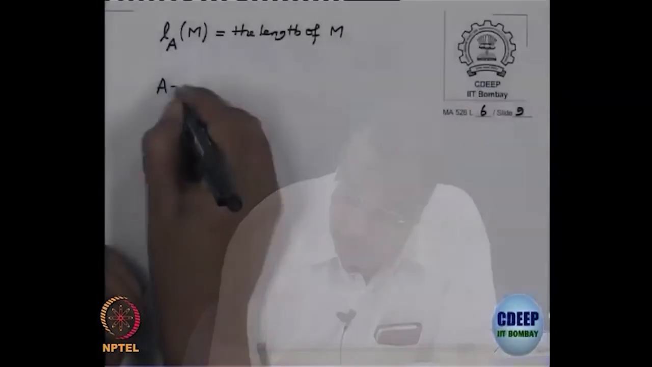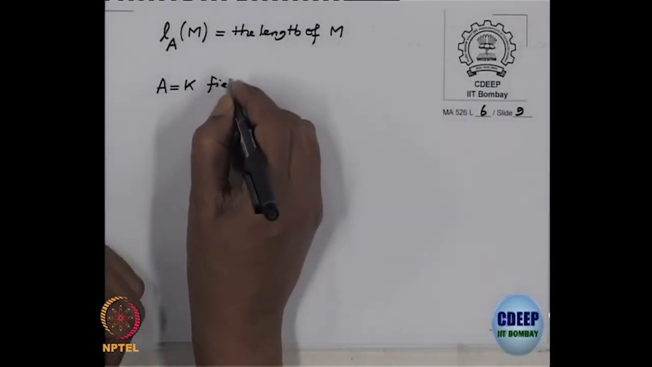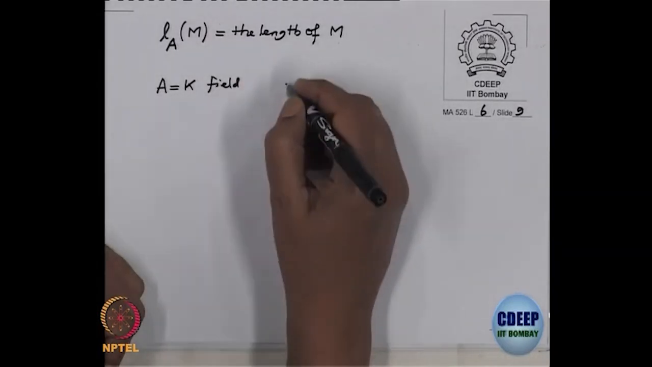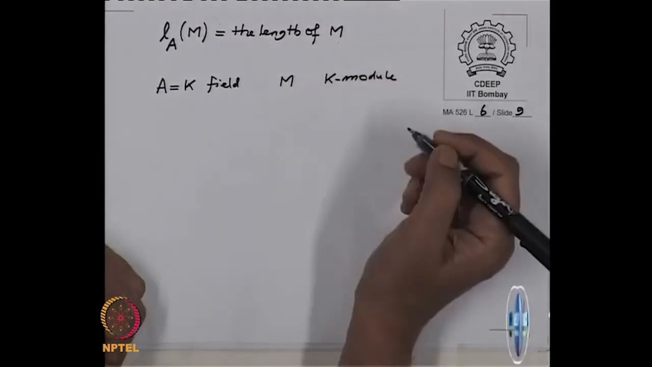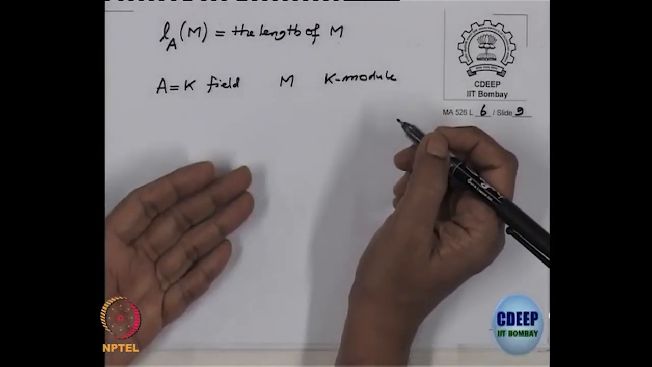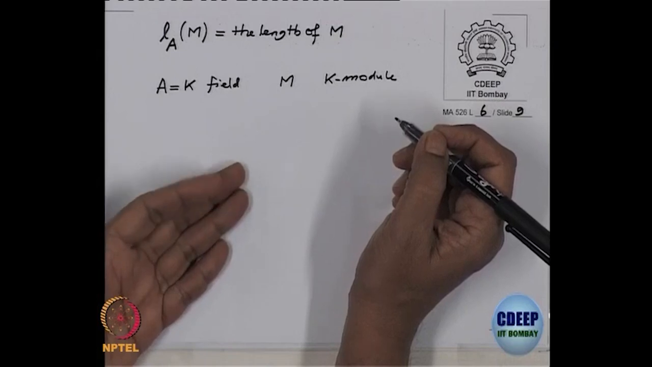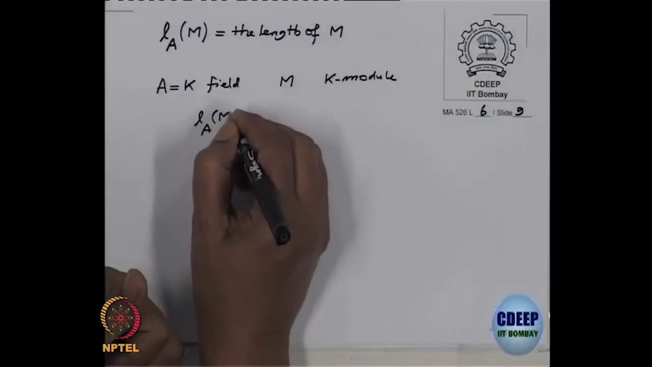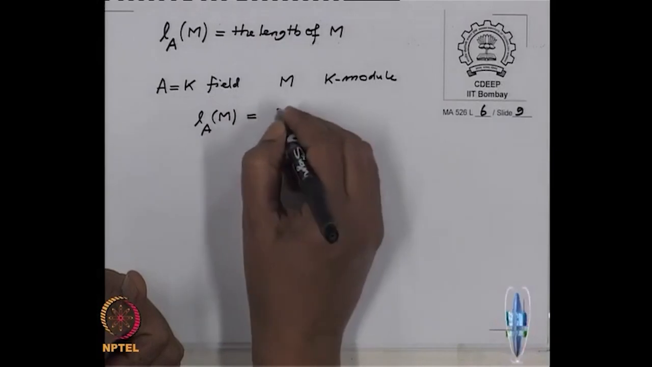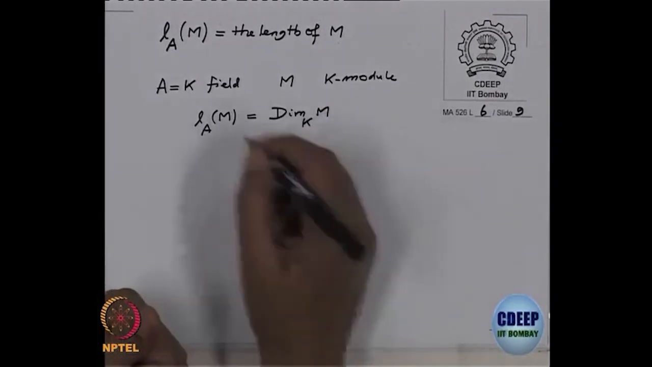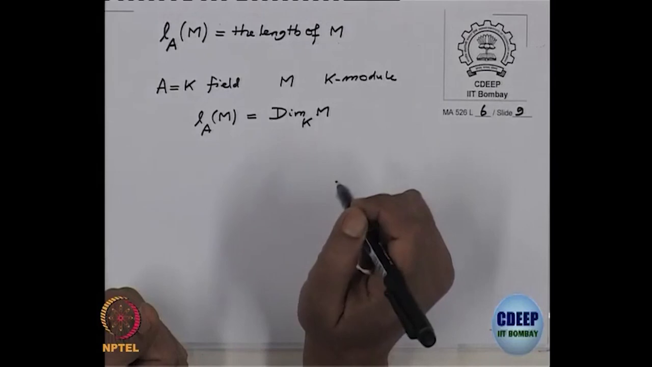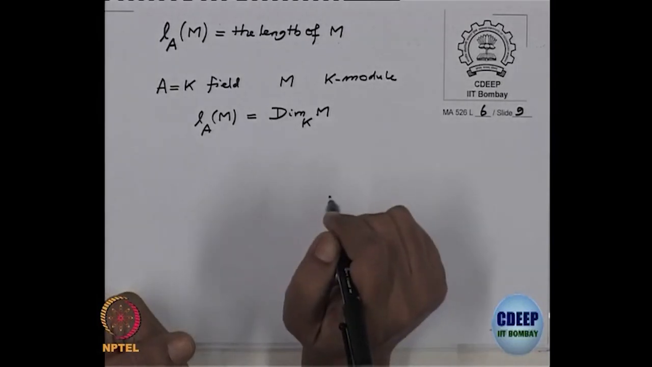So in particular, suppose your base ring is a field, then the module M means now a K vector space. When will it satisfy ACC and when will it satisfy DCC? When it is finite dimensional. So the length of M in that case is nothing but the dimension of the vector space M. So this makes sense when it is a finite dimensional vector space.